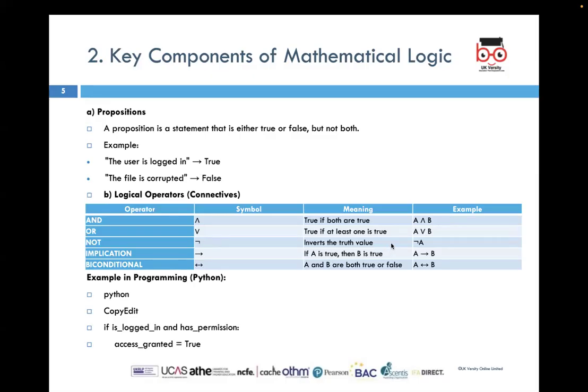An example in programming is shown below. So if is logged in and has permission, access granted equals true. So this is an and operator being used because it checks if both statements are true. And if they are true, then the following logic will be executed.